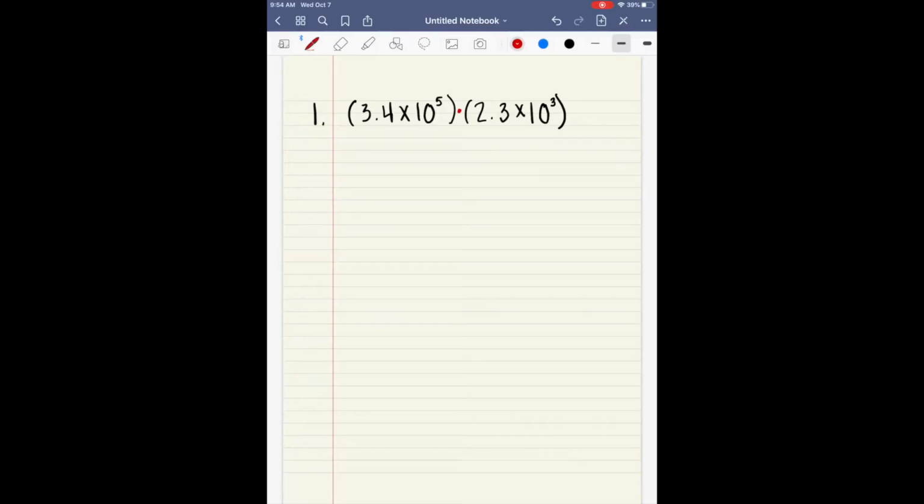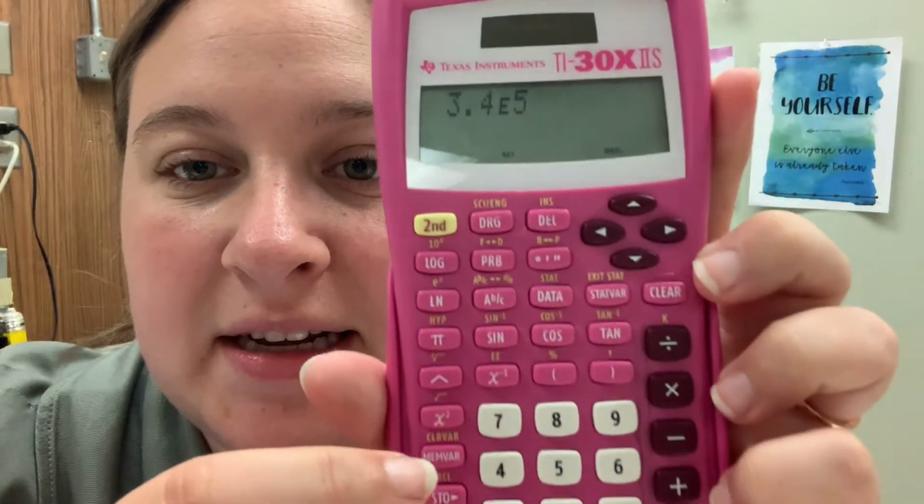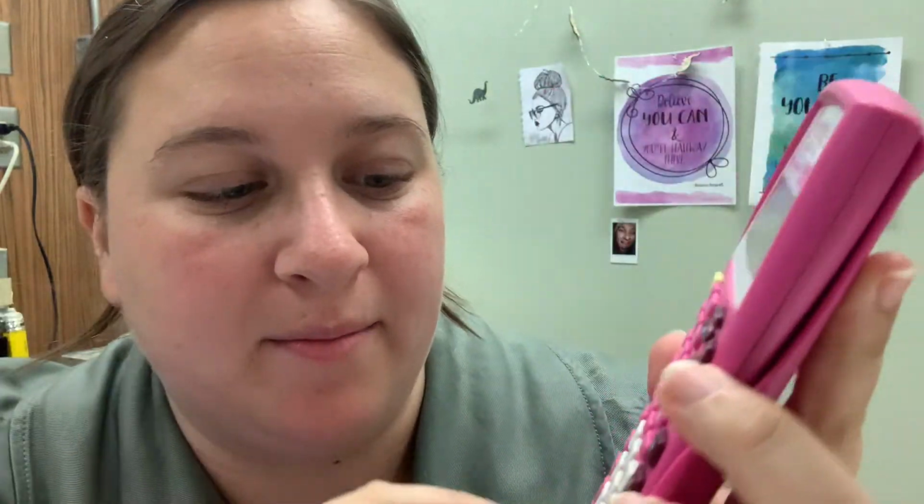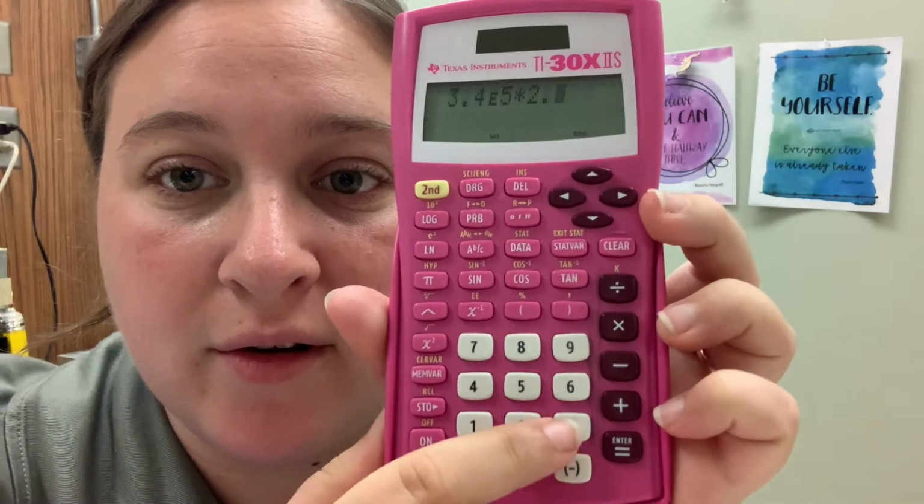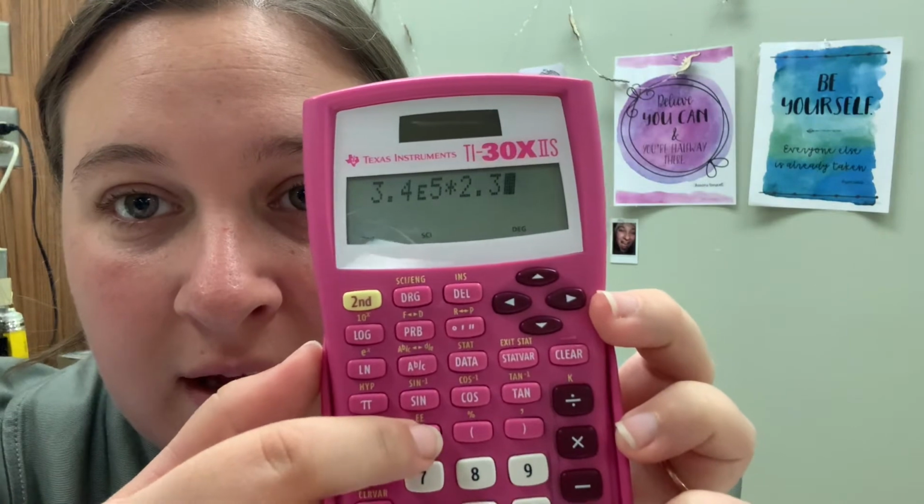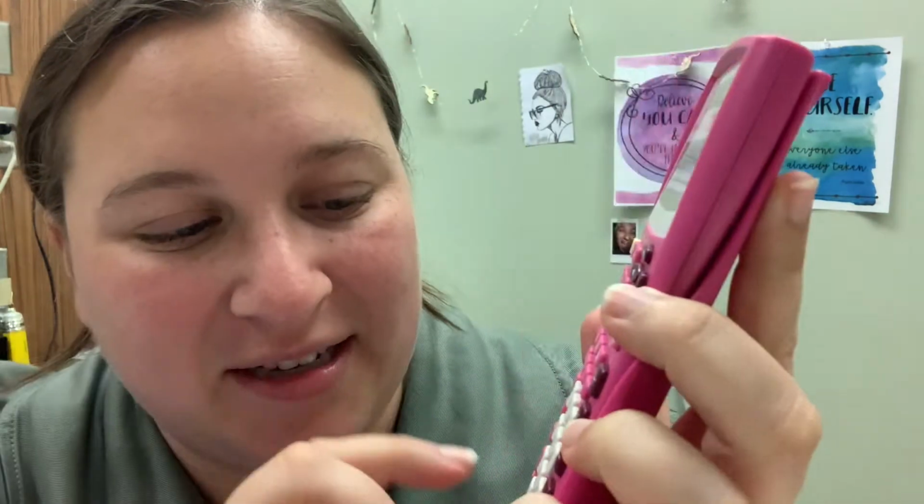So what we really have in our calculator right now with the calculator language is 3.4 E5. The E is the times 10, and 5 is our exponent there. Now we're going to type the rest into our calculator. The rest that needs to be typed in is the times button, and then the second number, which is 2.3, and then for the times 10 we're going to hit second the EE button, and then our exponent is 3.